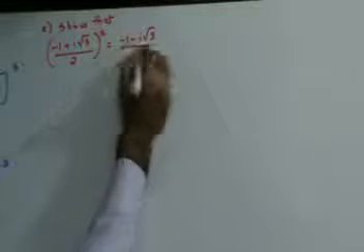Next, let's move on to the next sum, guys. Show that ((minus 1 plus i root 3) upon 2) the whole square is (minus 1 minus i root 3) upon 2.